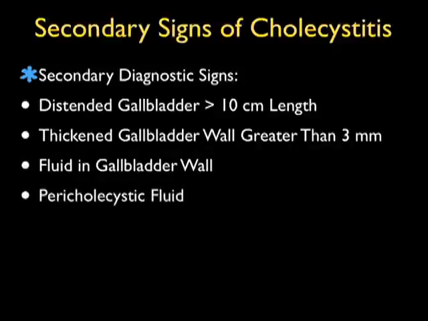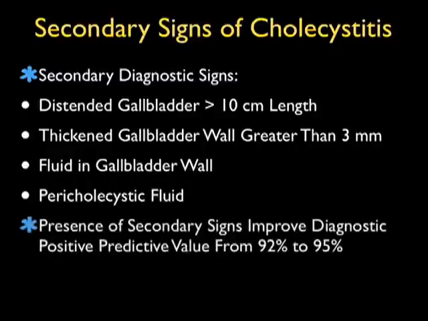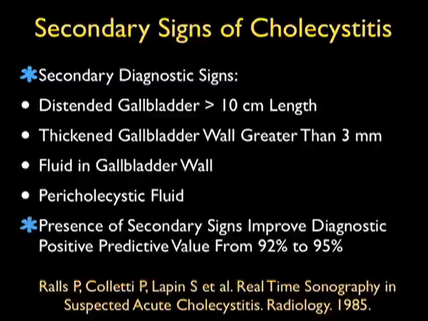Also, we can have pericholecystic fluid, or a line of fluid outside the gallbladder wall, as a result of inflammation or early perforation. Now, the presence of these secondary signs of acute cholecystitis does improve our diagnostic positive predictive value, but only increases it from 92% to 95%. So it's really most important to look for the primary diagnostic signs of acute cholecystitis.